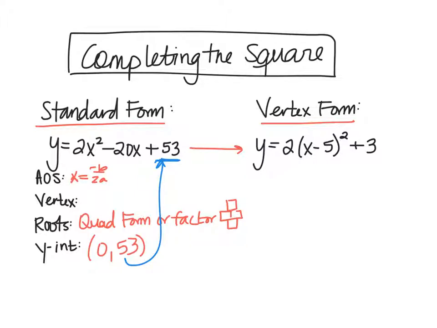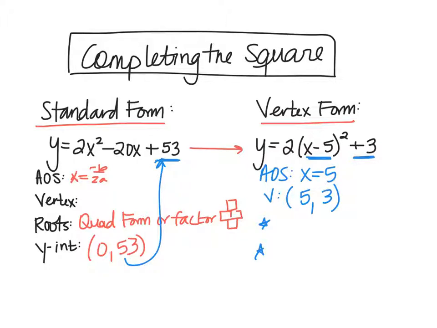So really, standard form is okay, but when you look at the equation, it's not super easy to see all of the information you need. However, vertex form makes it very easy to find a few different things. In vertex form, we can find the vertex first. Remember, inside is the opposite, outside's the same, so this vertex would be 5, 3. Axis of symmetry, because it's the x value, is just x equals 5. And then the y-intercept and the roots, those two are a little bit trickier.